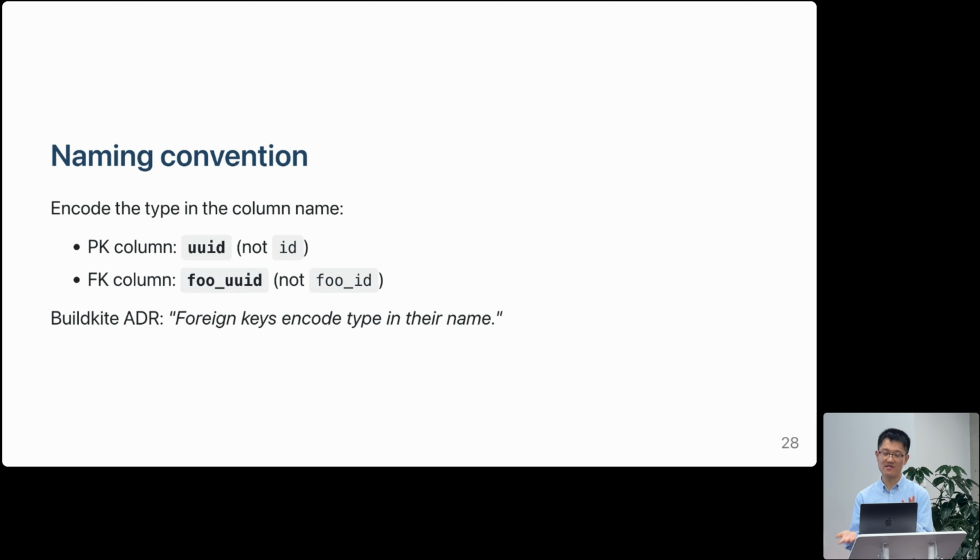Internally, because we have a hybrid system and some legacy database tables still using integer IDs, we decided to use a column name that indicated the type. So for our primary key columns, we use UUID, and for our foreign keys, we use underscore UUID. So we formalized that as an ADR at Buildkite.